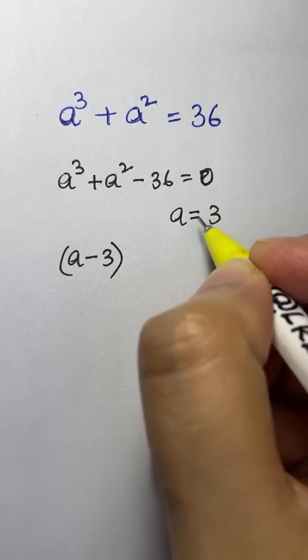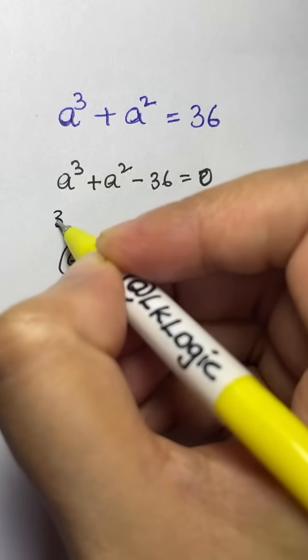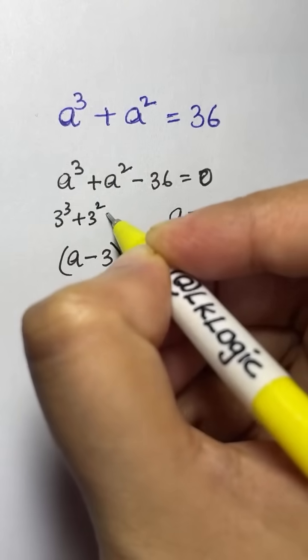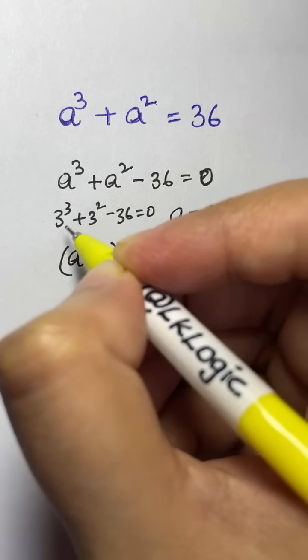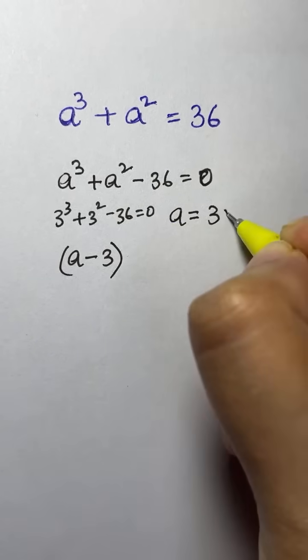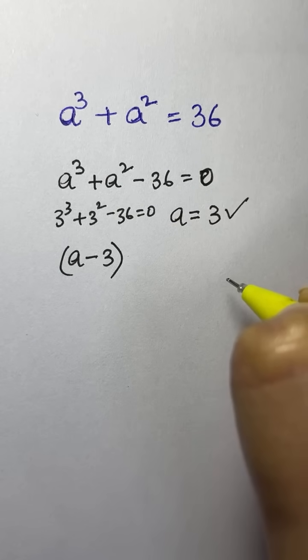How do you have a equals 3? Just substitute. You get 3 cube plus 3 square minus 36 equals 0. Yes, 27 plus 9 is 36. 36 minus 36 is 0. So a is equal to 3 is one factor.